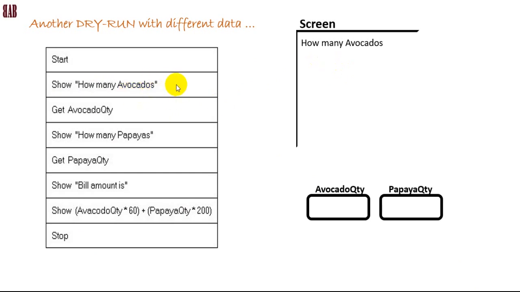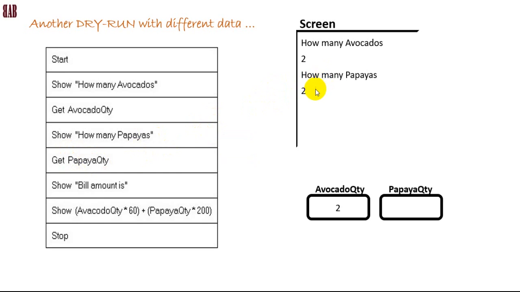After displaying this message, you come to this, get avocado quantity. So now it's waiting for a value. The user will type a value, let's say 2, and enter. That will be taken by avocado quantity, which is this variable. So this will become 2. Then you go to the next line and say, show how many papayas. So we need to know how many papayas this time. So this message will be put, and then you go to the next line to wait for a value for the papaya.